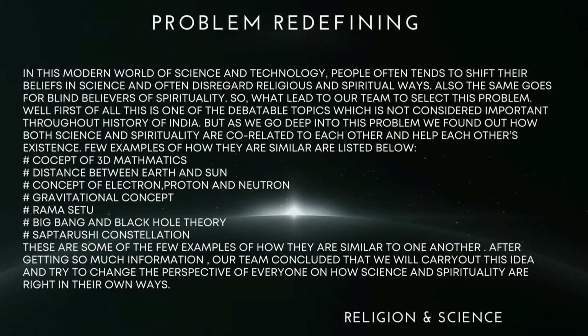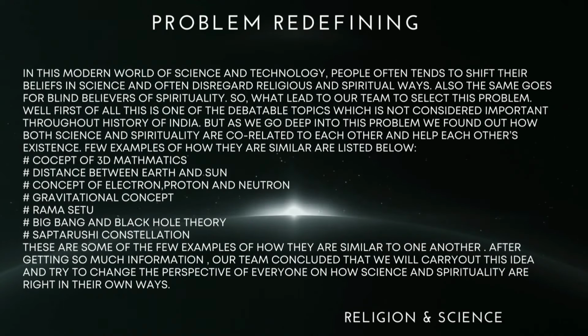Well, first of all, this is one of the debatable topics which has not been considered important throughout the history of India. But as we went deep into this problem, we found out how both science and spirituality are correlated to each other and help each other's existence. A few examples of how they are similar are listed below: concept of 3D mathematics, distance between sun and earth, concept of electron, proton and neutron, gravitational concept, Rama Setu, Big Bang and black hole theory, Saptarishi constellation. These are some of the examples of how they are similar to one another.